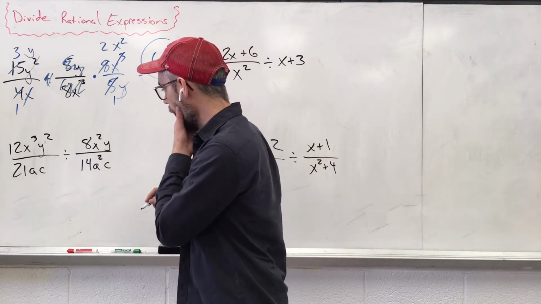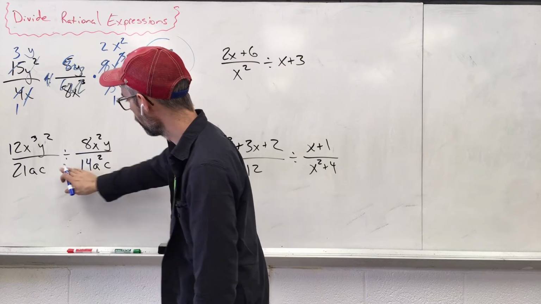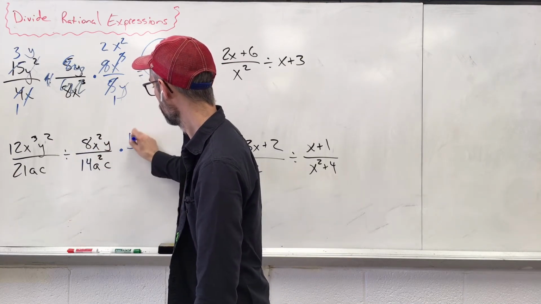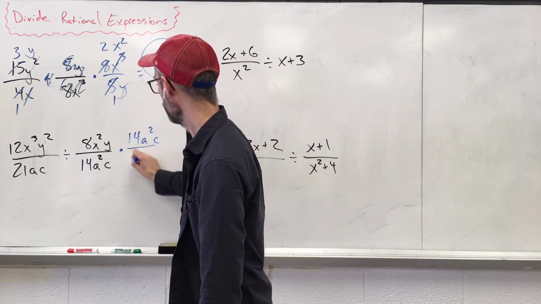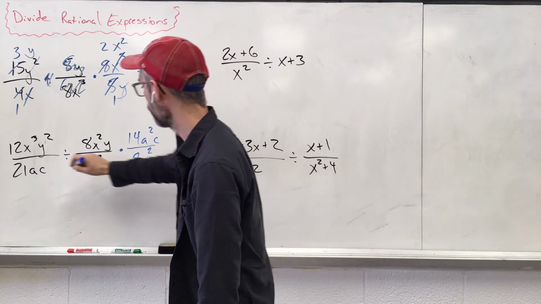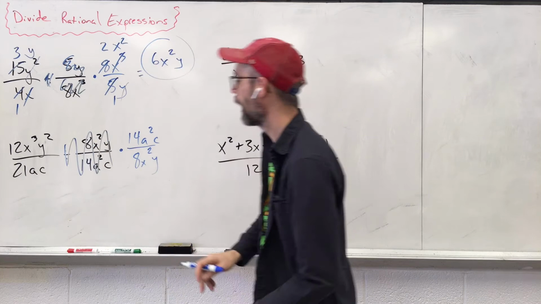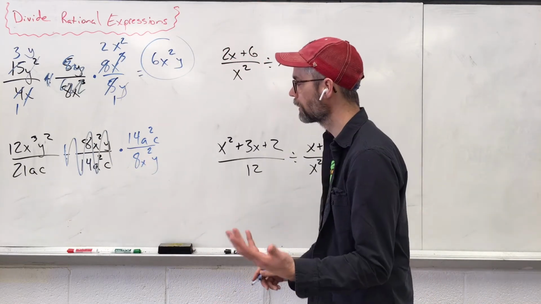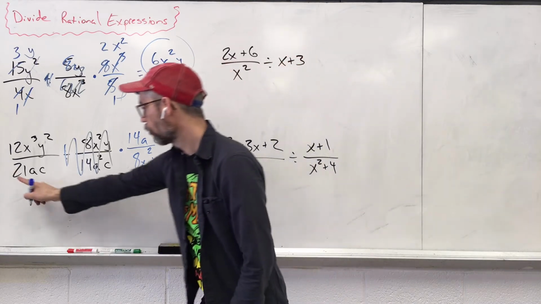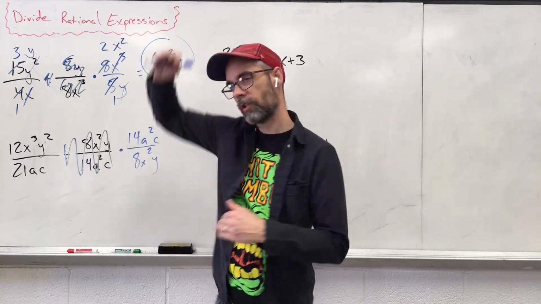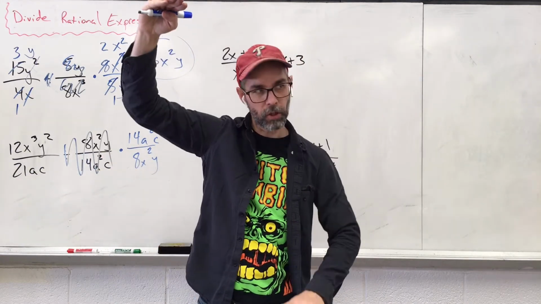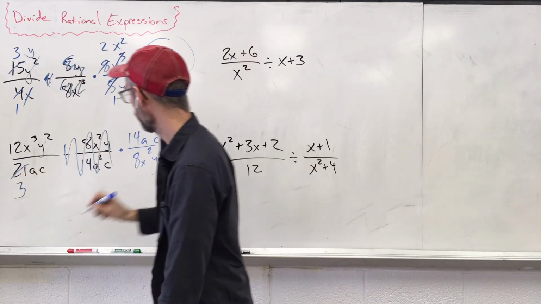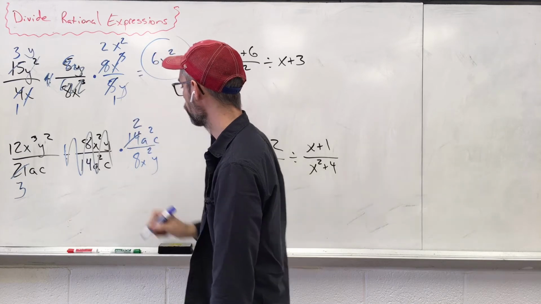So let's do this again. Instead of division, I'm going to rewrite this and say times 14a squared c, 8x squared y. We don't need that. You multiply by the reciprocal instead. Now let's start simplifying. 21 and 14. Something on the bottom, or something up top, something on the bottom. They both share 7. 7 goes in there 3 times. 7 goes there twice.